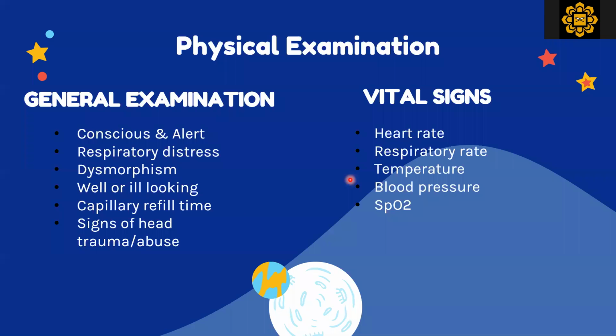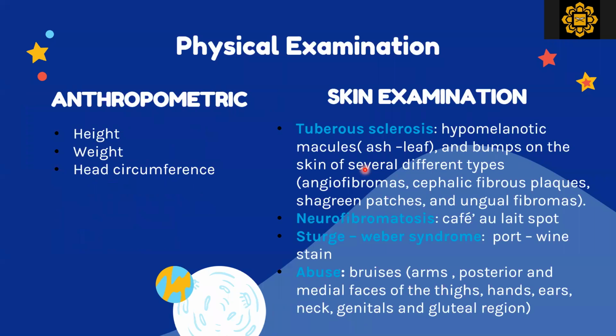Vital signs, I think all of us know, are basics. Anthropometry: height, weight, and head circumference. We need to take all of these and plot them on the growth chart. And then if the parent has the book about the child's growth and development, we need to know whether there is developmental delay or not, because we want to intervene if there is delay, and how much the delay is. So this anthropometry is really important.